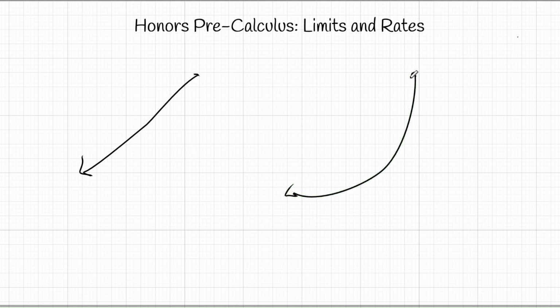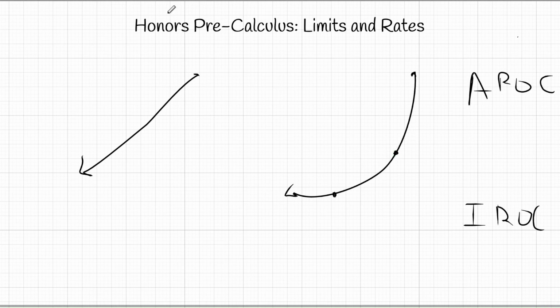Well, we can use either average rate of change, or AROC, or we can use instantaneous rate of change, or IROC. The A in AROC is average, then rate of change, and the I is instantaneous rate of change. So average rate of change takes 2 points and connects them with a line called a secant line. This is a secant line, and you find the slope of that to get the average rate of change.